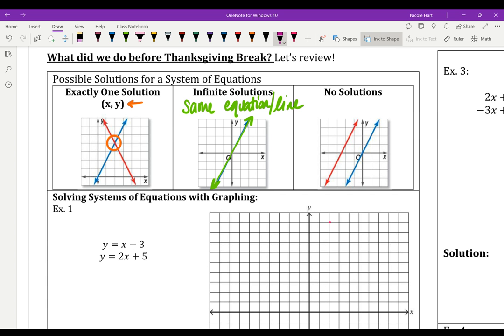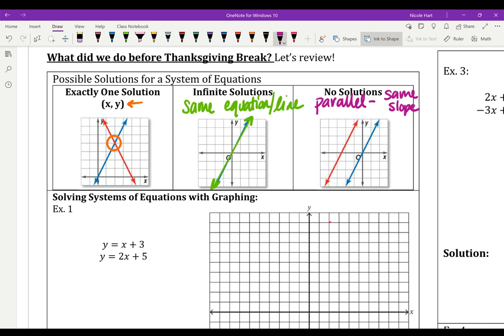And then our third type is when we have no solutions, and if we notice these two lines don't cross, they are parallel. So they're never going to intersect, they're never going to cross, so they don't have any points in common. And remember, when they're parallel, they have the same slope. So that's something we can keep an eye out for: you can quickly notice if two lines have the same slope, and you can just say, oh, this is going to be no solutions.